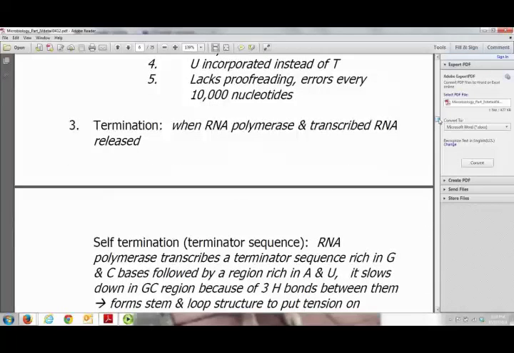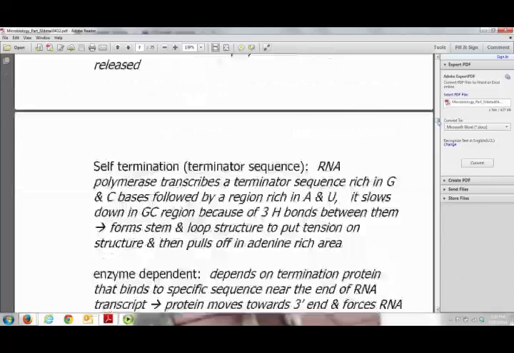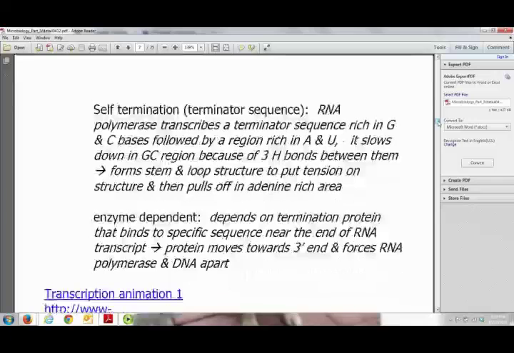So during termination, the RNA polymerase and the transcribed RNA are released. So with self-termination, we've got a terminator sequence. The RNA polymerase transcribes the terminator sequence, which is going to be rich in G and C bases, followed by a region that's rich in A and U bases. It's going to slow down in the G and C region because it's going to make 3 hydrogen bonds between them. And this will also help to form a stem and loop structure that will actually put tension on the structure itself and then physically pull off in an adenine-rich area.